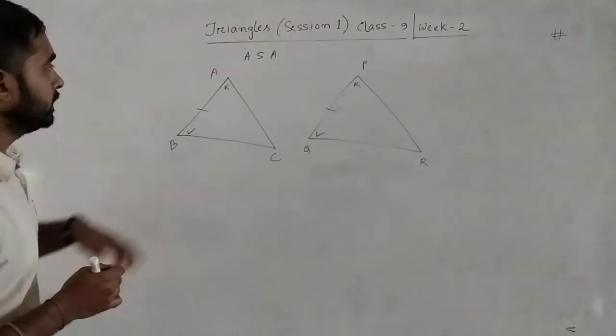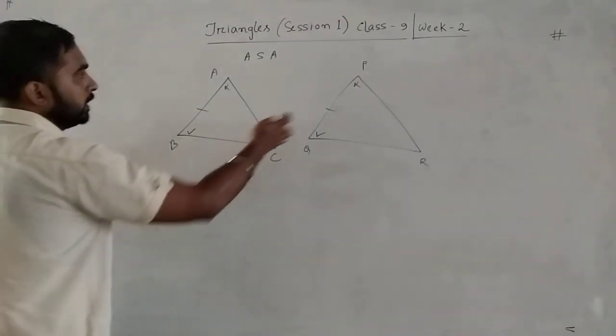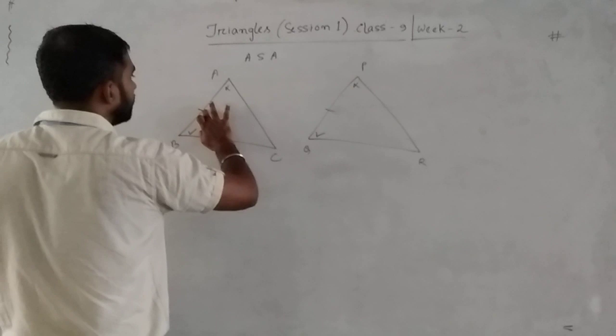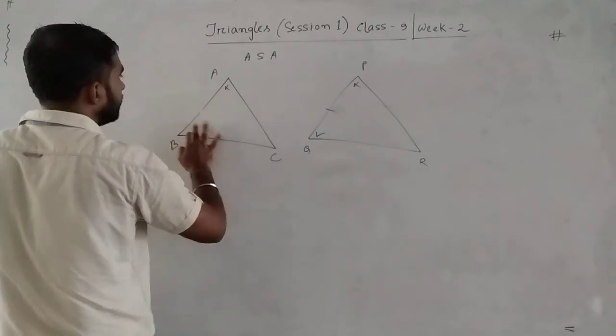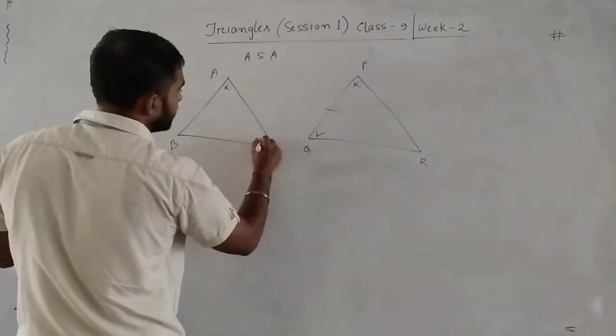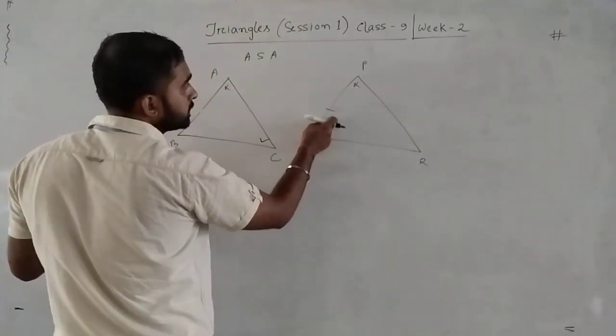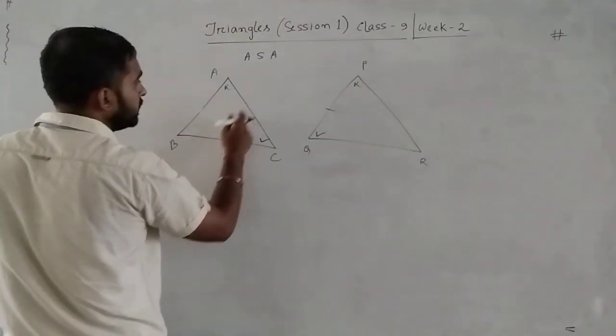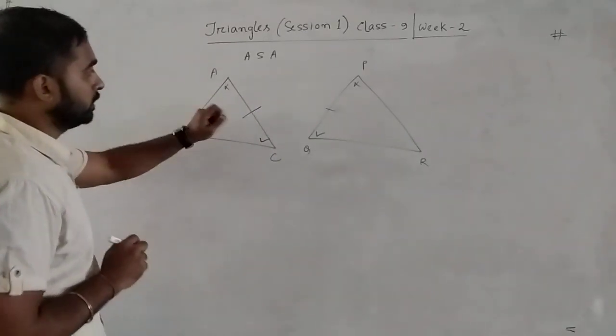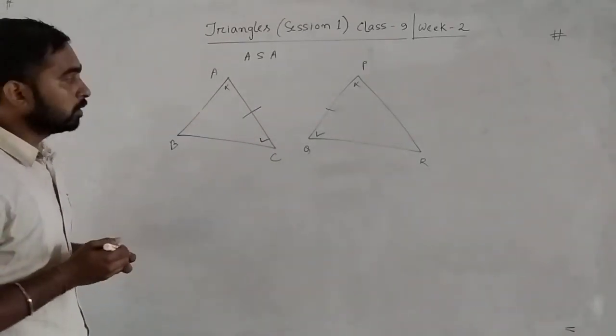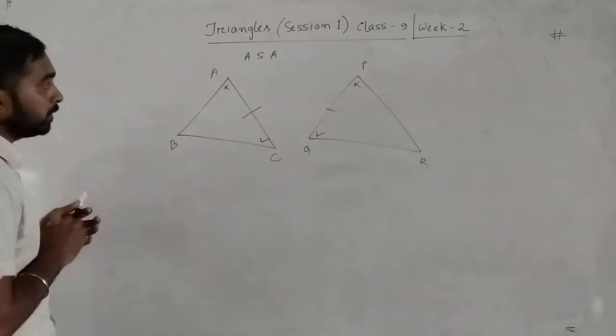It is not compulsory that these two angles must be equal. Suppose these two are equal and, instead of this angle, this angle is equal. Now see, these two angles, cross and tick, and the side between them is equal. So here, cross and tick, the side between them is this one. Then these are also congruent, but here the naming would be different.